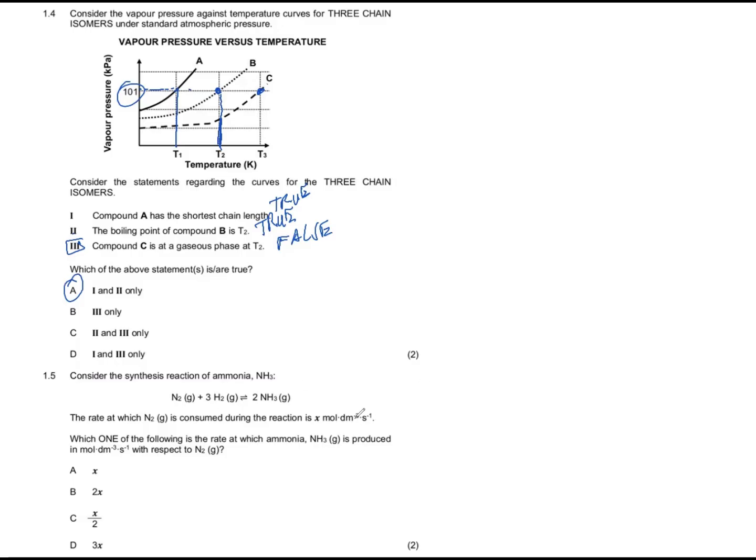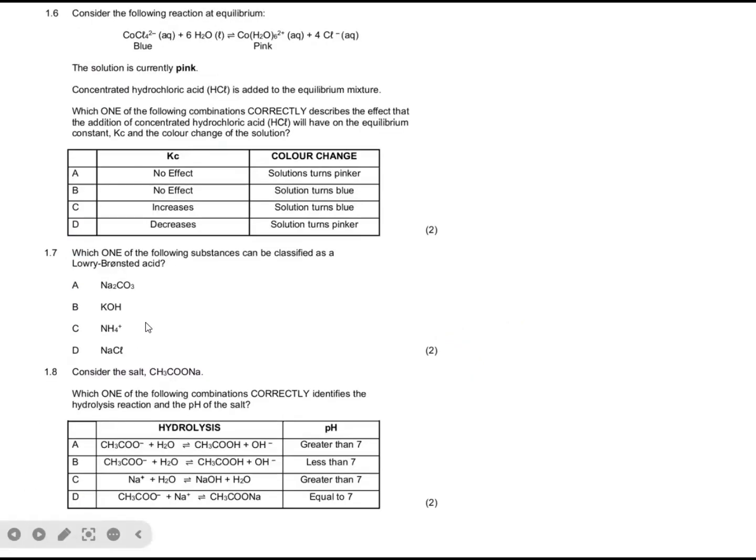So let's check now. The ratio of N2 to NH3 is 1:2 according to our molar ratios, and we are being told that N2 is being consumed at X mole per dm cube, so that means NH3 would have to be produced at 2X mole per dm cube. So which one is the correct answer? It has to be B. B is the correct answer, right? Awesome. So again here, we have earned ourselves 4 marks. So let's proceed. This was quite nice. Let's look at the next one.